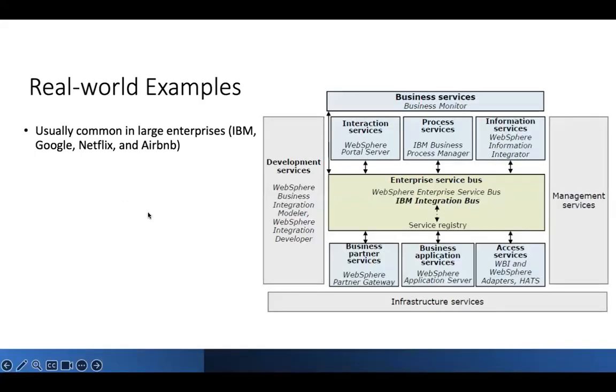A real world example is usually large enterprises. For example, IBM, Google, Netflix, and Airbnb. As we can see in this picture, we have an example for IBM, where you can see multiple services, for example, interaction, process, information, business, and we can see that these multiple services are communicating using an enterprise service bus.